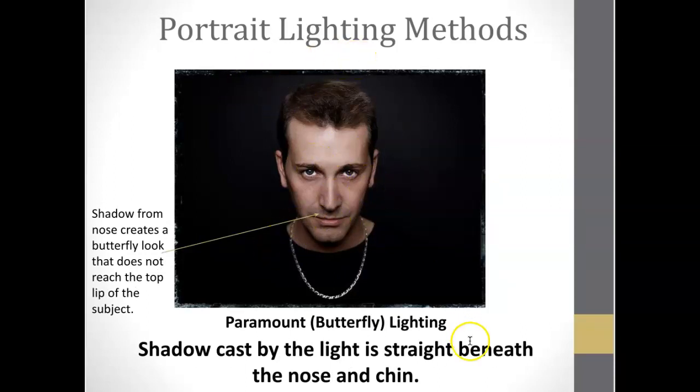The next one's called the paramount or butterfly lighting. With this one, we're going to have the light come from the top down towards the subject. Again, looking at the reflection in the eyes, you can see it's right above the subject on down. And we're looking to see that that shadow comes straight down underneath their nose and chin. Normally you'd use a soft light for this, but it doesn't have to be.